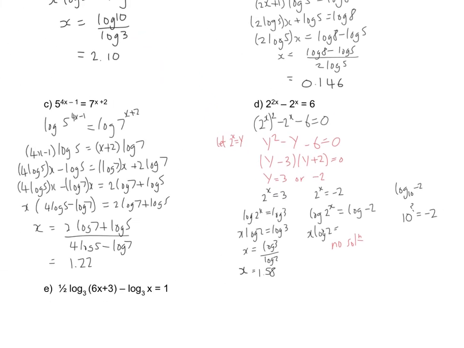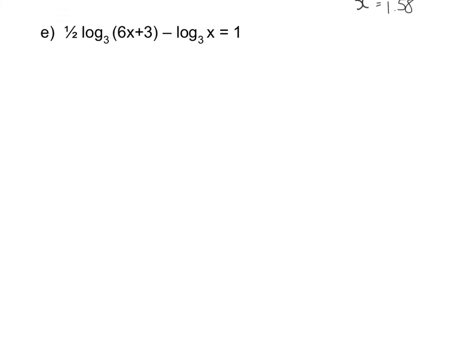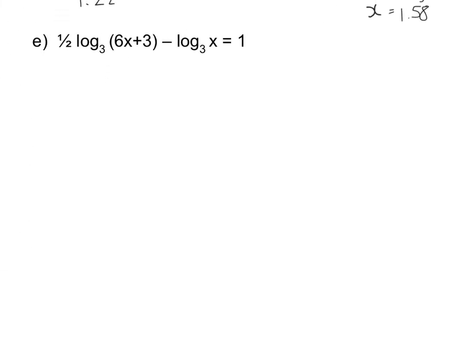Okay, and our last one, we've got half log to the base 3 of 6x plus 3 minus log to the base 3 of x equals 1. Now, it's not obvious in this question what to do immediately. You don't want to log both sides like the previous examples because we've already got the log here. We've got a subtraction, so we'd want to subtract the 2 logs. However, we can't do that because we've got this power in front.